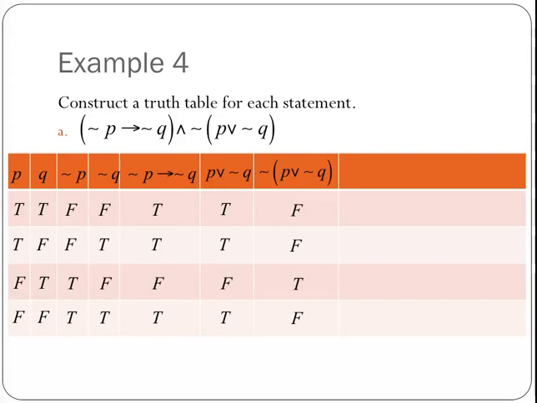Now we're going to combine this column that we just did with the not P implies not Q column, and we have an and connecting them. That means both have to be true in order for it to be true. The first one is true and false, so that's false. Next one, true, false, that's false. False, true, that's false. And true, false, that is false. So no matter what combination of P and Q you have for this particular statement, it is going to be false.